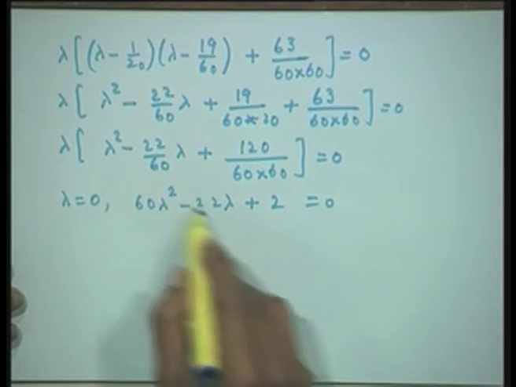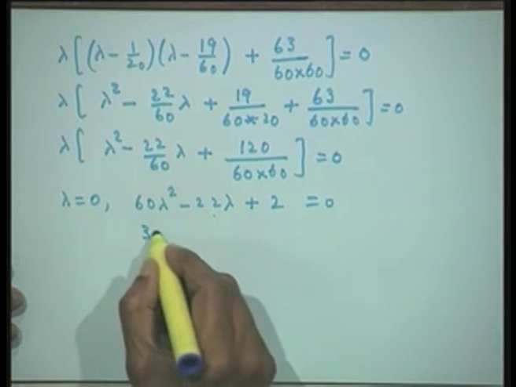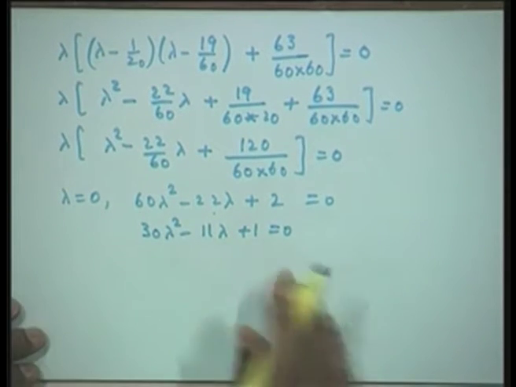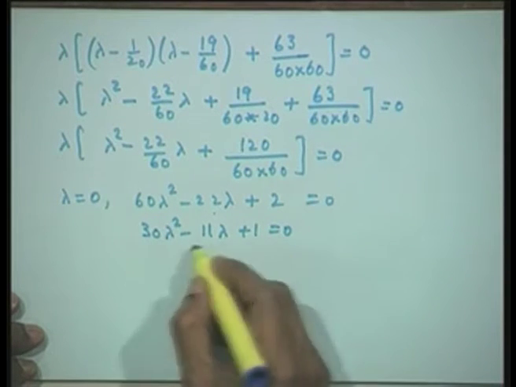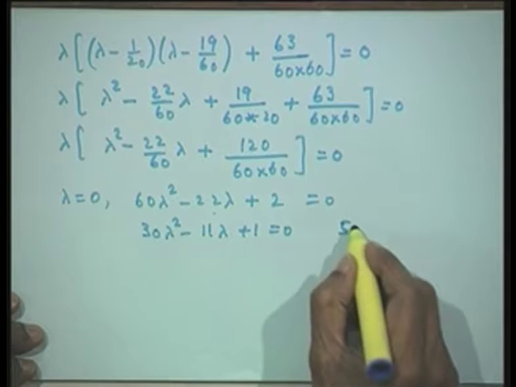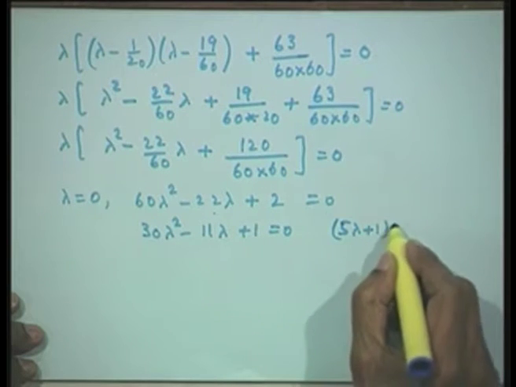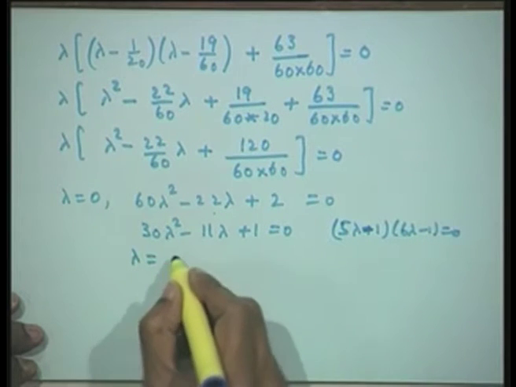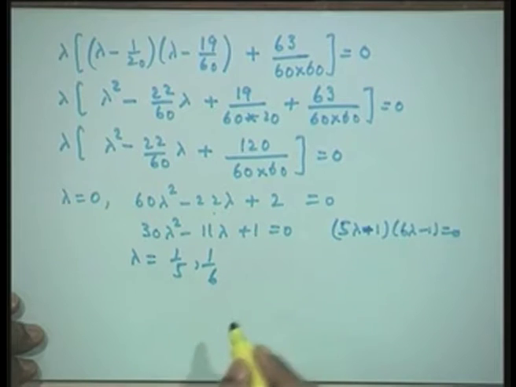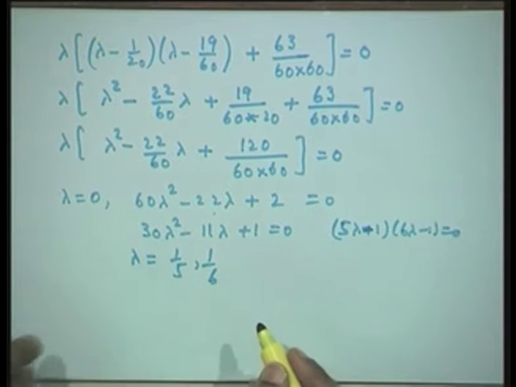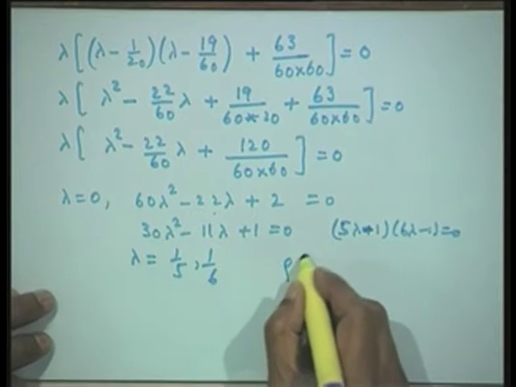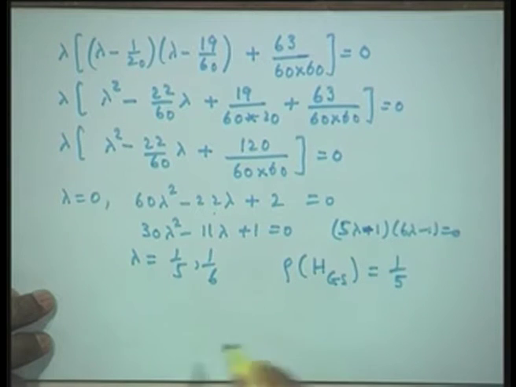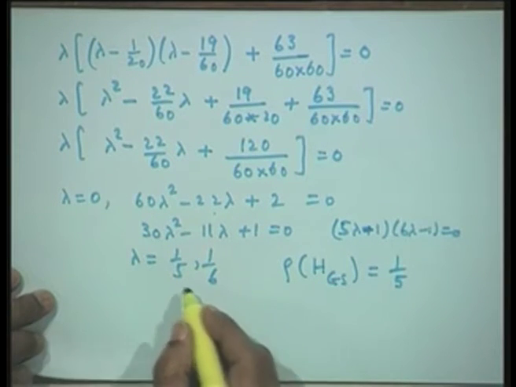So, I will have 60 lambda square minus 22 lambda plus 2, or 30 lambda square minus 11 lambda plus 1 is equal to 0. I find its eigenvalues. This is simply 1 by 6 and 1 by 5, that is equal to (5 lambda minus 1)(6 lambda minus 1) is 0. So, lambda is equal to 1 by 5 and lambda is equal to 1 by 6. Therefore, the spectral radius of H Gauss-Seidel is 1 by 5, the largest of these two, that is 0.2.